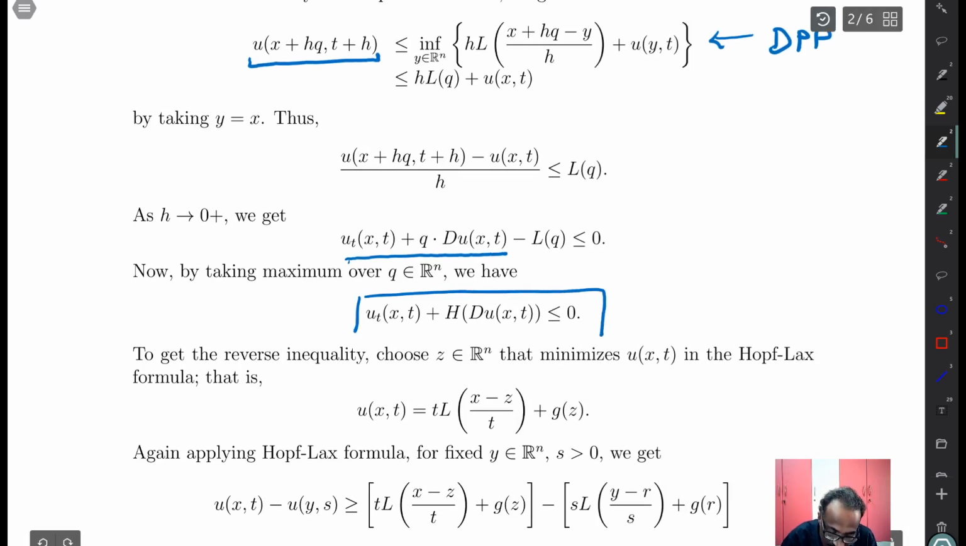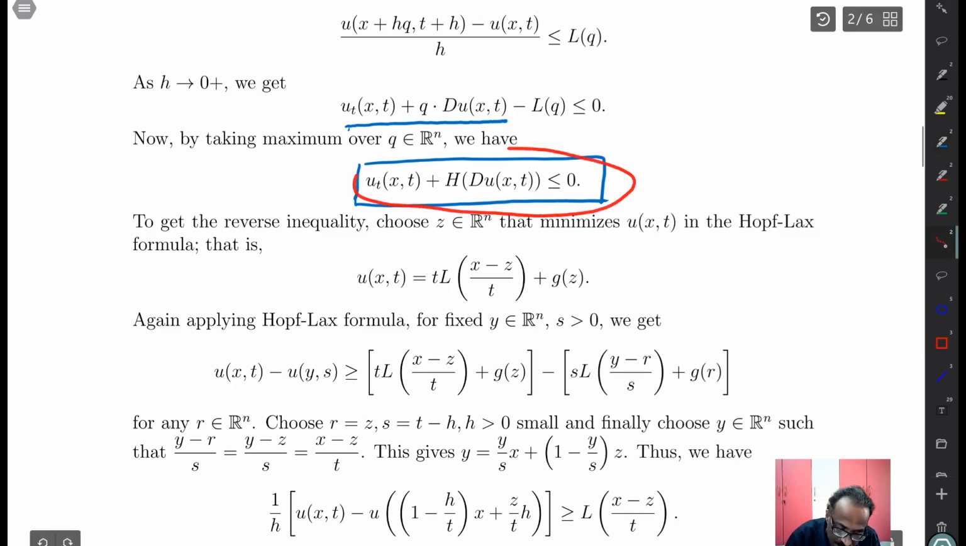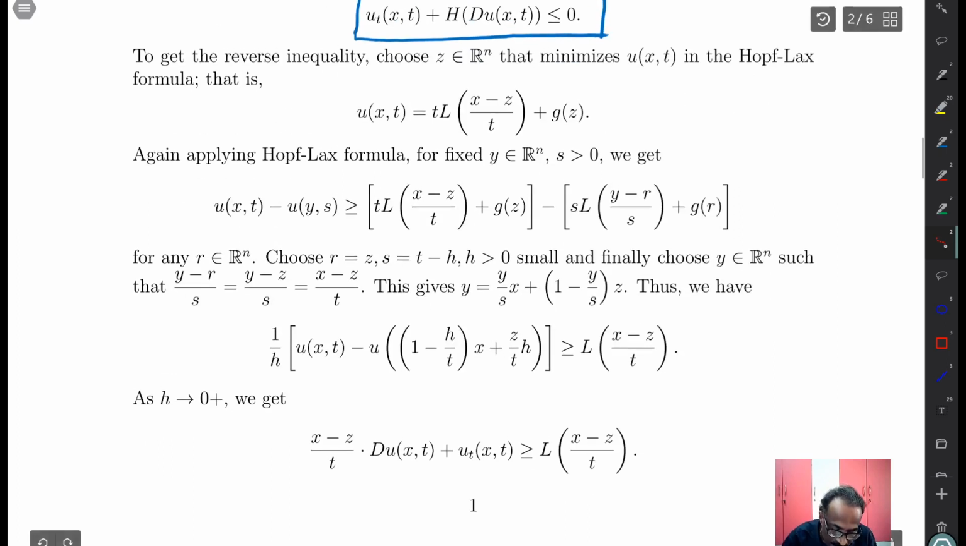So the first inequality is slightly easier. The second inequality uses the same trick we have used earlier in the Hopf-Lax formula and the functional identity. So a similar trick you have to use. So you have to get a reverse inequality for this one, and then you start with the Hopf-Lax formula. So you can always choose an s here. So you can choose a z here to get this formula, you see. So you can get that one, and then you do some computations.